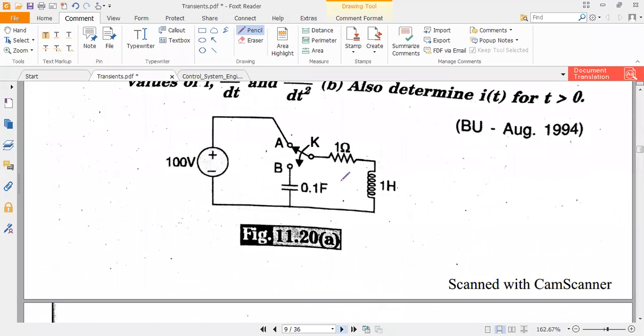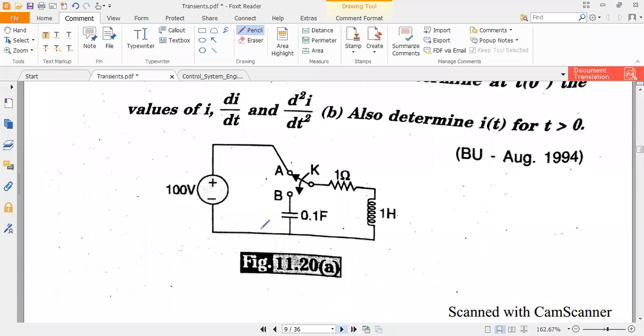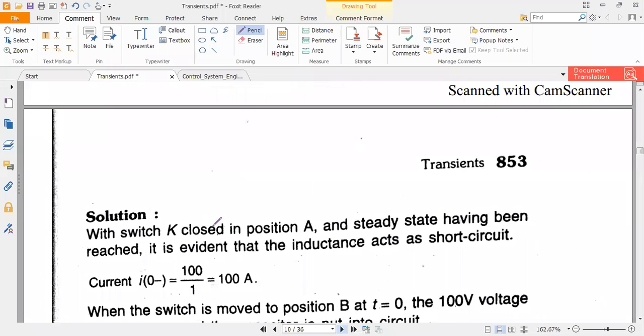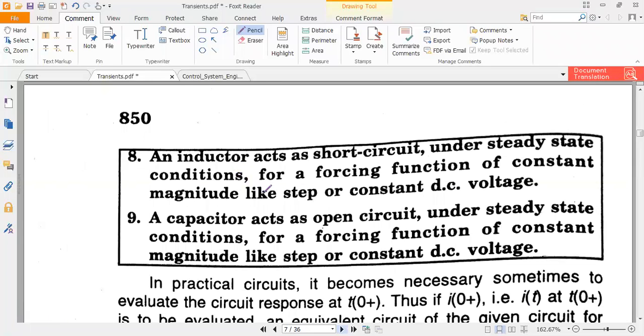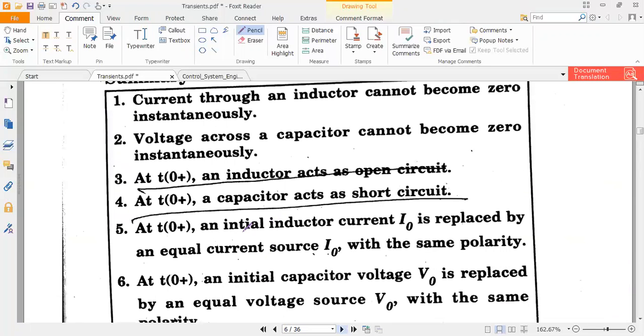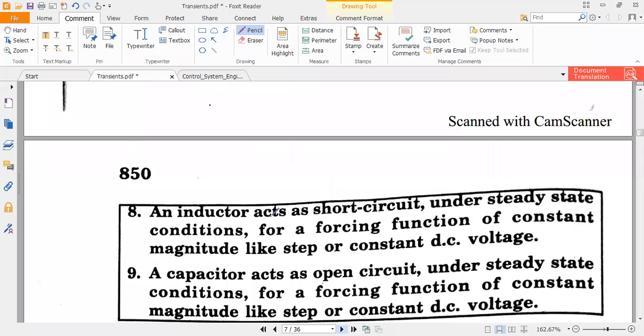Okay, fine. So first we have to take the initial condition. The initial condition is that the switch is at position a, so it is in the steady state. What are our conditions in the steady state? We have already discussed the conditions in the transient state and in the steady state. In the transient state, t equal to 0 plus, the inductor acts as an open circuit and the capacitor acts as a short circuit. Similarly, in the other case, the inductor acts as a short circuit under steady state, and the capacitor acts as an open circuit, so the reverse way.